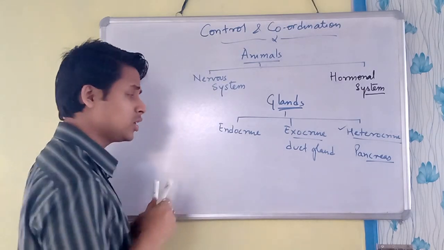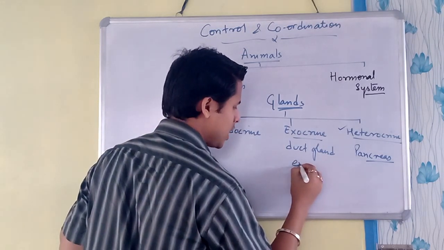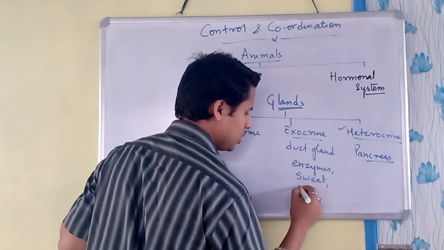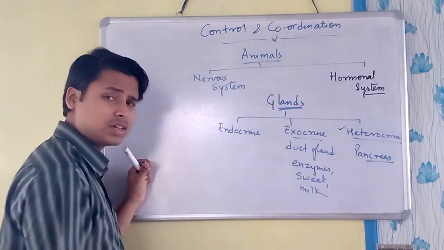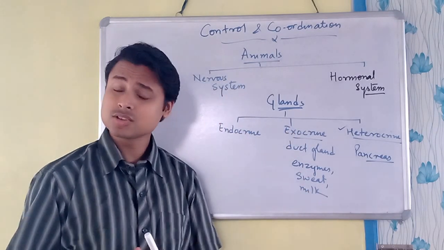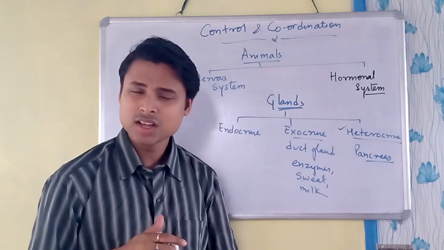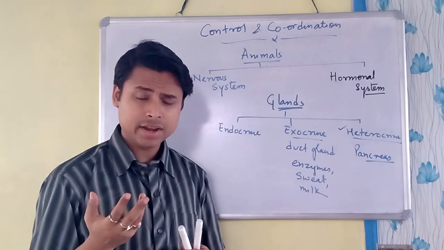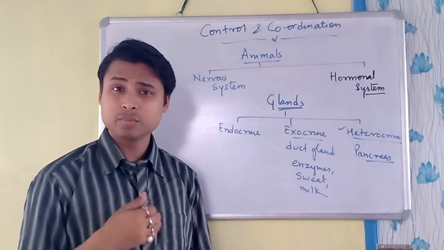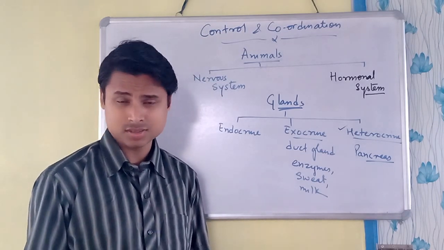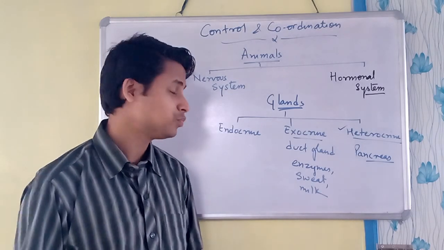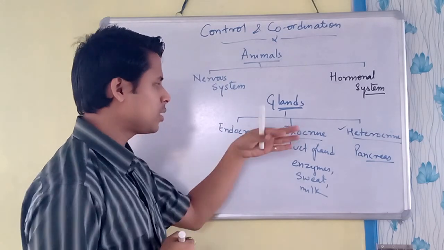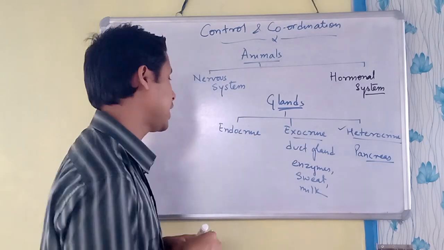And generally, what is the secretion here? It secretes enzymes, sweat, milk, many things like this. We have already studied the exocrine glands. Remember, in the nutrition process we saw so many glands: the salivary gland, gastric gland, pancreatic gland, that is the pancreas, the small intestinal gland, and the liver. All of these come under exocrine glands.